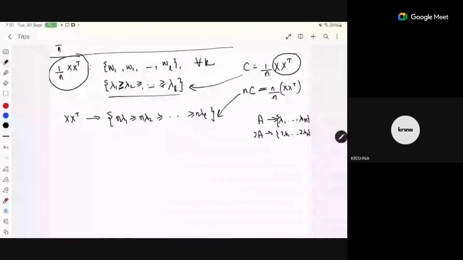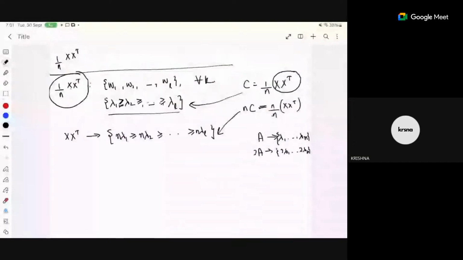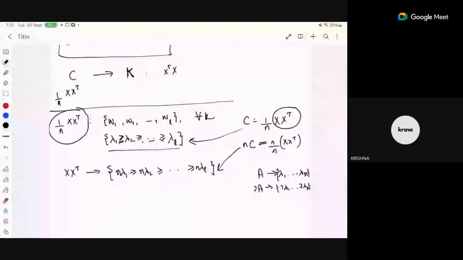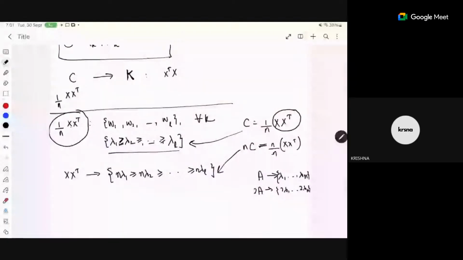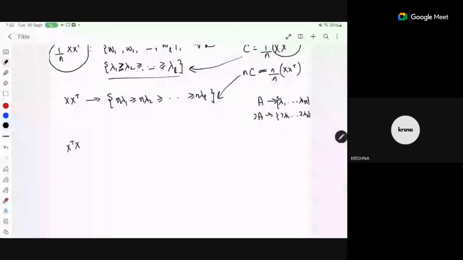Now what next? What we're saying is that instead of solving for C, we will solve it for K. So we need the eigenvalue and eigenvector for K, and K is your X transpose X. The eigenvalues remain the same, which is n lambda 1, n lambda 2, so on till n lambda L. But the eigenvectors, let's call them beta 1, beta 2, so on till beta L.